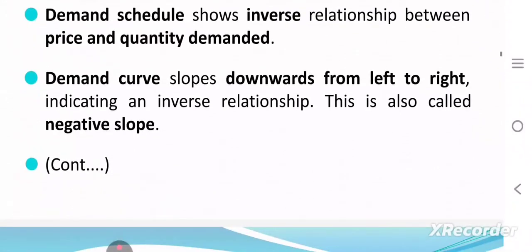The demand curve slopes downwards from left to right. What does it mean when the demand curve slopes from left to right? It is in a downward condition, indicating an inverse relationship. This is also called negative slope.